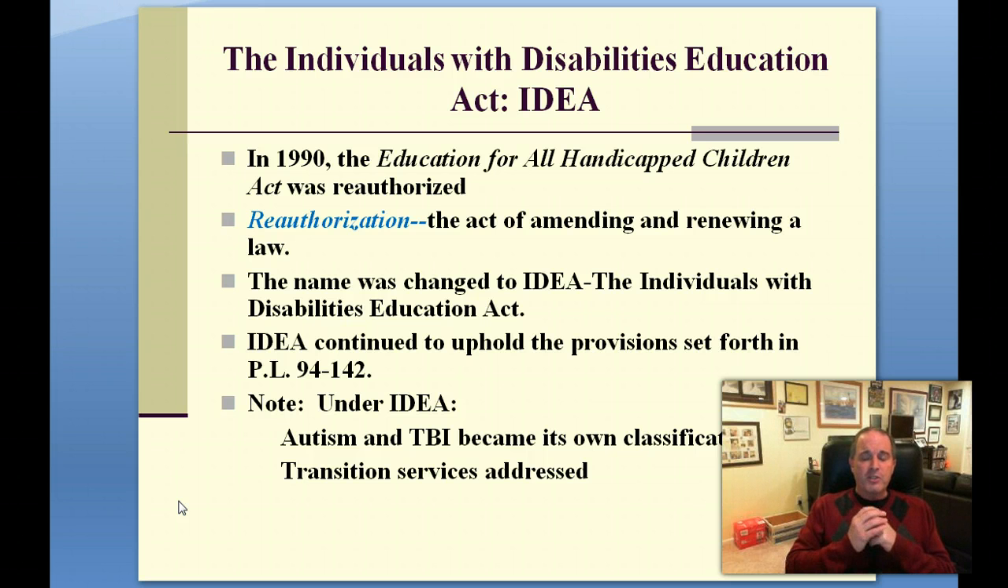Transition services were designed to help children when they were graduating from school. You see, prior to IDEA, prior to 1990, we provided children with disabilities with services under 94-142. But once they graduated, we said good luck, and we didn't have anything in place for these children. So we designed transition services so that children in the teenage years would now be helped by transitioning from school to post-school activities. We'll talk more about that in this course. So under IDEA, autism and TBI became their own classifications, and transition services were also addressed.